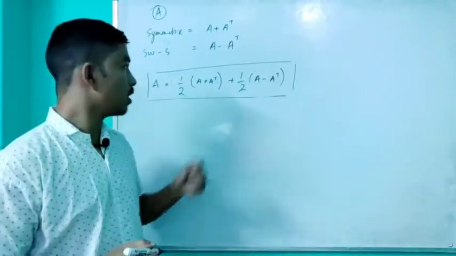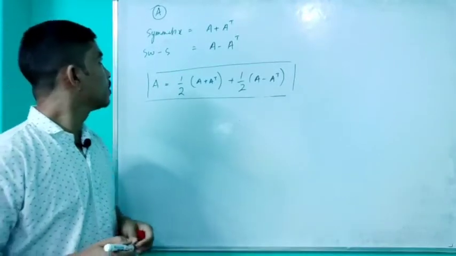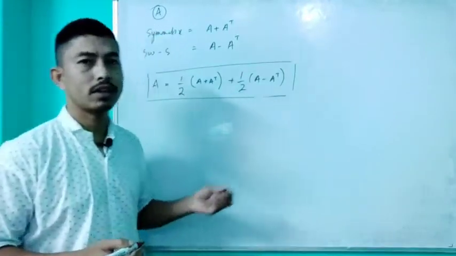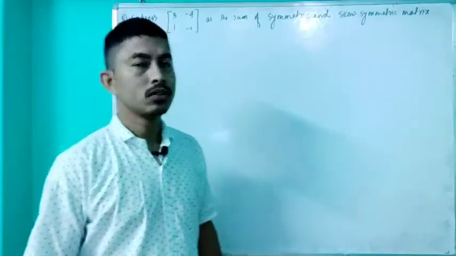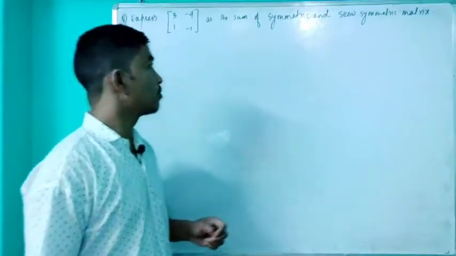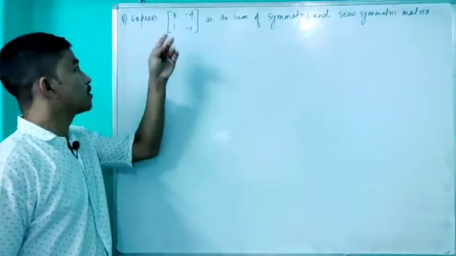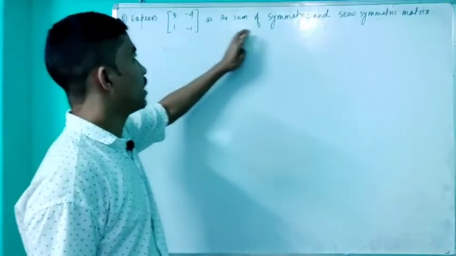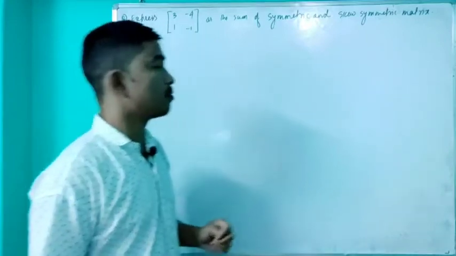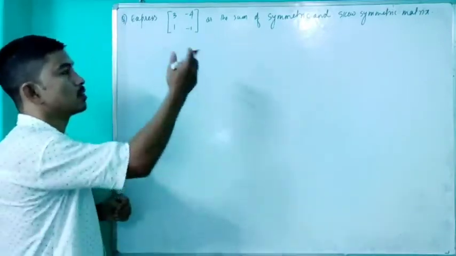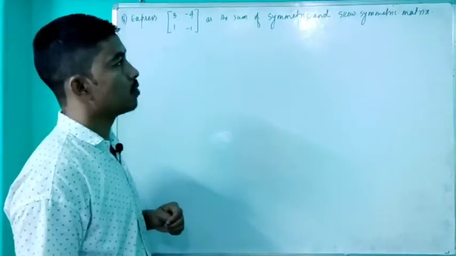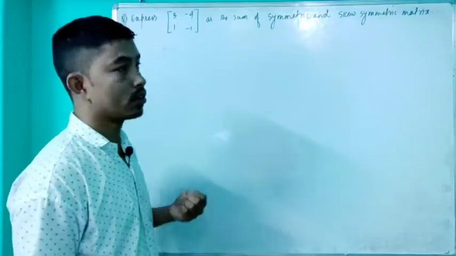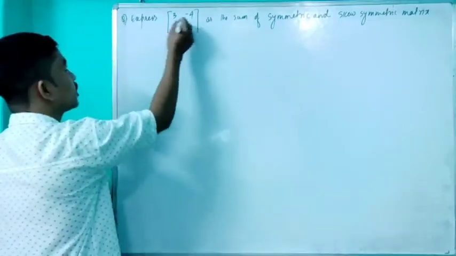So we'll do one question based on this symmetric and skew symmetric matrix, and the rest you can try yourself. So here is one question that I have taken from your book, which tells us to express the given matrix, that is [3, -4; 1, -1], as the sum of a symmetric and a skew symmetric matrix. So from the previous knowledge we can find the symmetric part and the skew symmetric part of the given matrix. So to find that, first we find the transpose of this matrix.